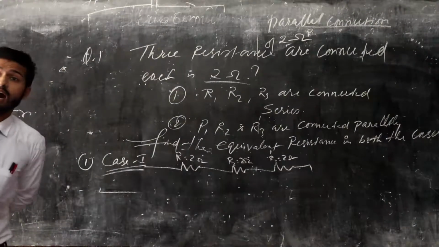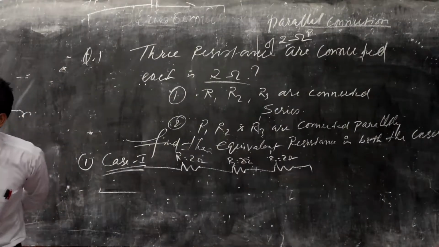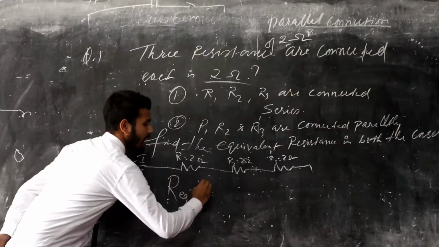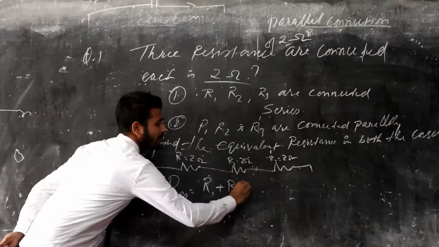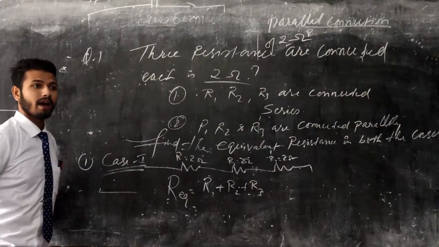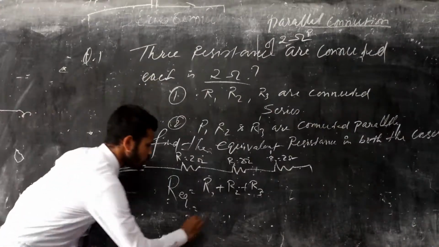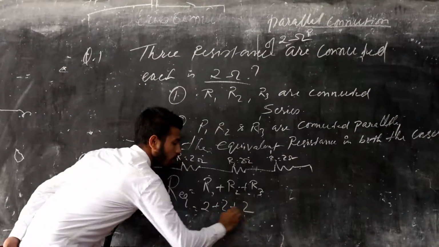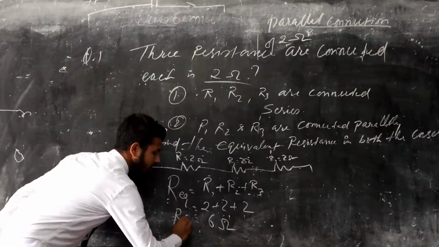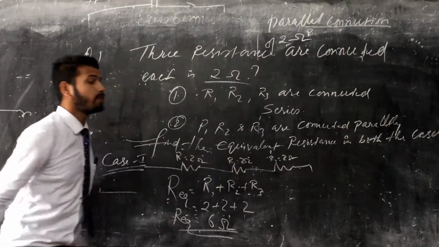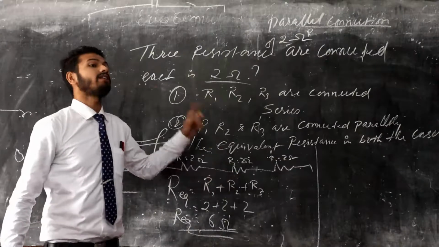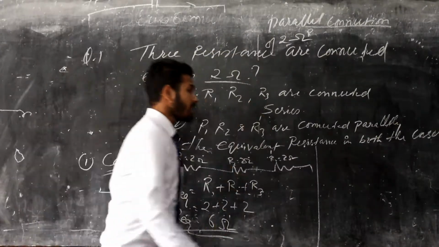Now we have to find the equivalent resistance. We know that the equivalent resistance in series is R equivalent equals R1 plus R2 plus R3. So 2 plus 2 plus 2, the total will be 6 ohm. The total equivalent resistance of all three will be 6 ohm. In a similar way, I have to find the total equivalent of the three resistances in a parallel connection. Now let us see.